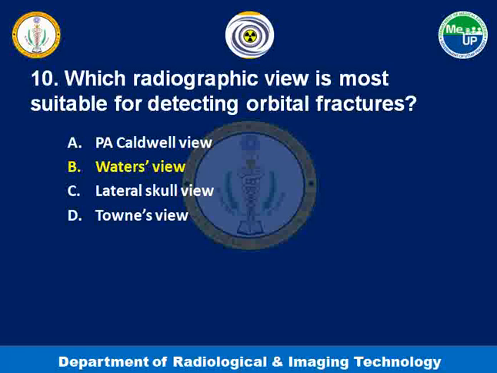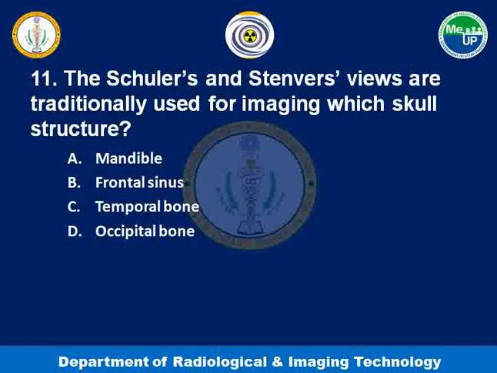Question number 11. The Schuller's and Stenver's views are traditionally used for imaging which skull structure? Option A is mandible. Option B is frontal sinus. Option C is temporal bone. Option D is occipital bone. The correct answer of this question is option C, temporal bone.